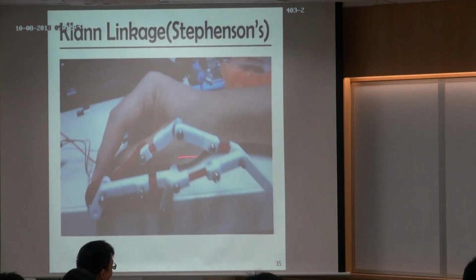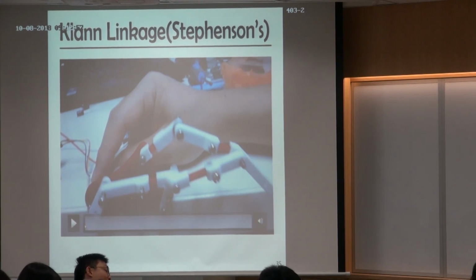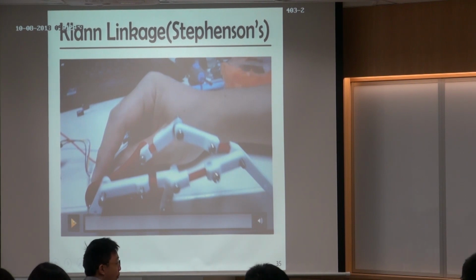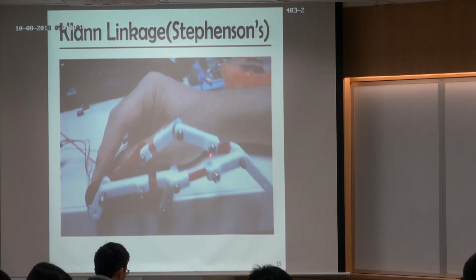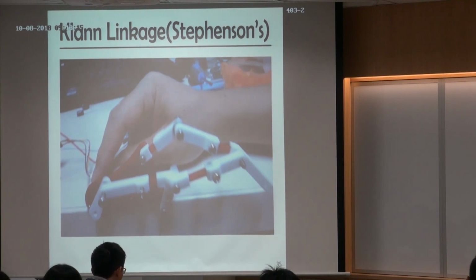And we saw this video last time. Let's just play it one more time. This one is a Stephenson's 6-bar linkage, also called the clan linkage. It's one type of Stephenson's 6-bar mechanism.